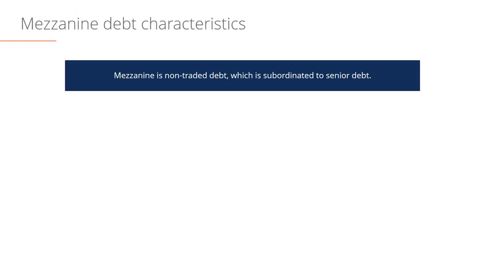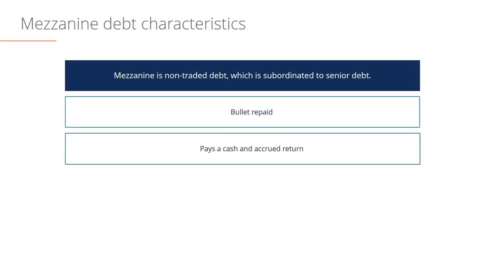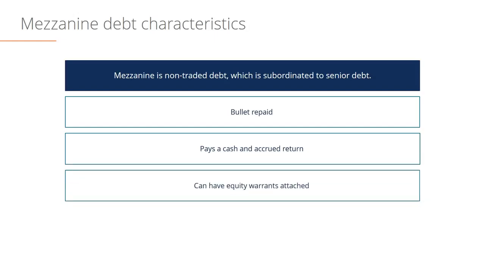Mezzanine debt, however, is non-traded and is also subordinated to the senior debt, like high yield debt. It often has a bullet repayment, and cash can be accrued, and there may also be equity warrants attached as well. The equity warrants give the investors exposure to equity upside. It's almost a sweetener on top of the return that they're expected to get on the actual interest payments.